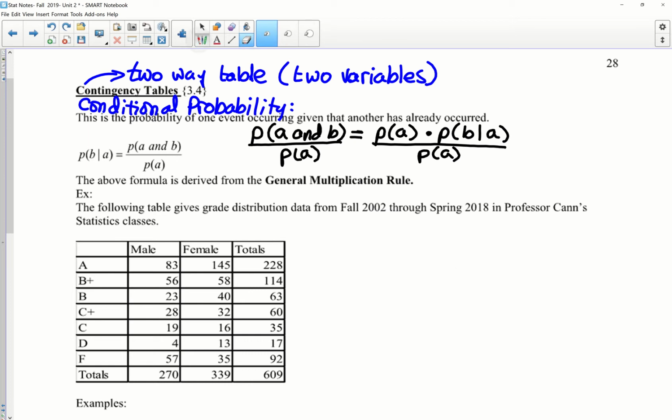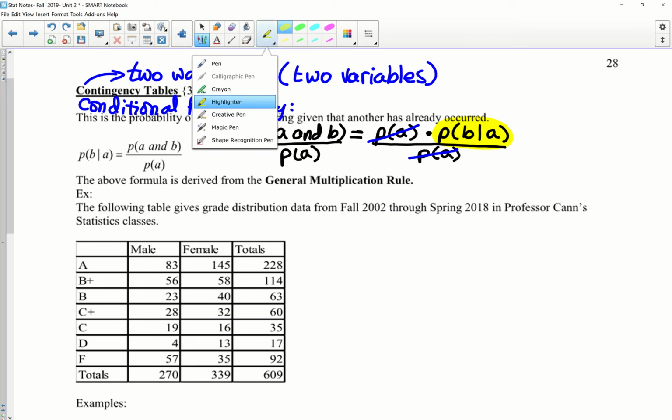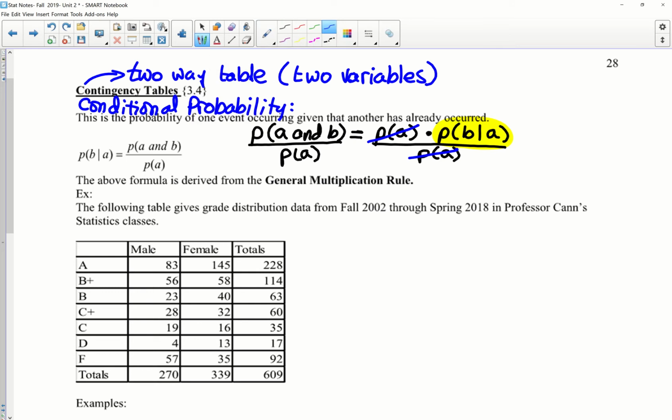Here's some algebra for you. I want to solve for the probability of B given A. I'm going to divide both sides by the probability of A. When I do that on the right-hand side, the probability of A cancels out, and you're just left with the probability of B given A. On the left-hand side, we have a new formula.